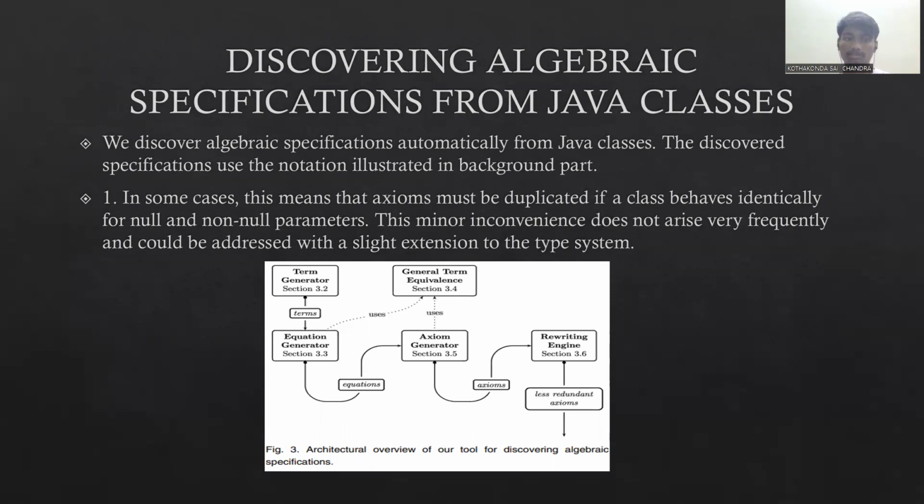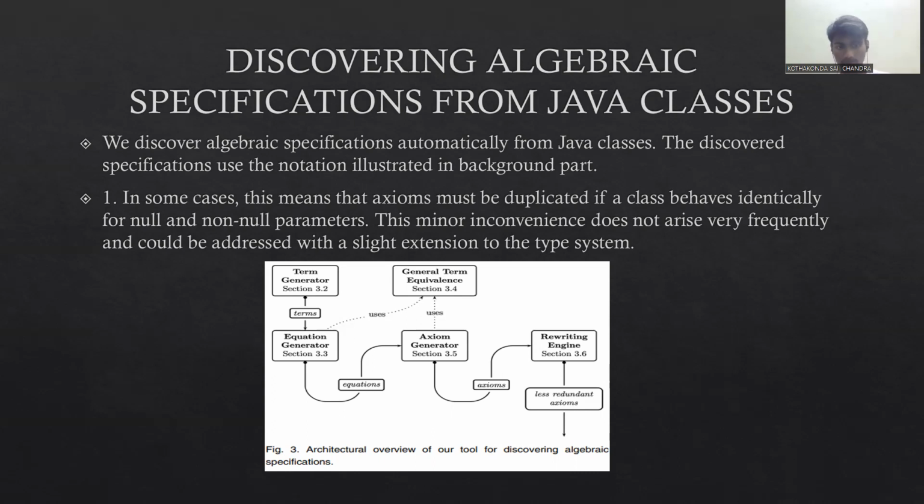Discovering algebraic specifications from a Java class. We discover algebraic specifications automatically from Java classes. The discovered specifications use the notation illustrated in the background part. In some cases, this means that the axioms must be duplicated if a class behaves identically for null and non-null parameters. This is a minor inconvenience that does not arise very frequently and could be addressed with a slight extension to the type system.